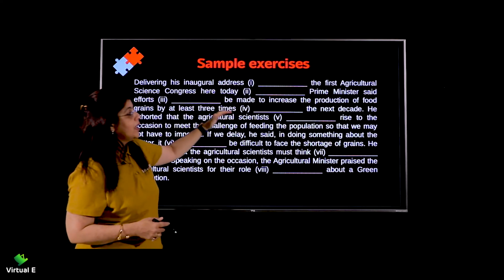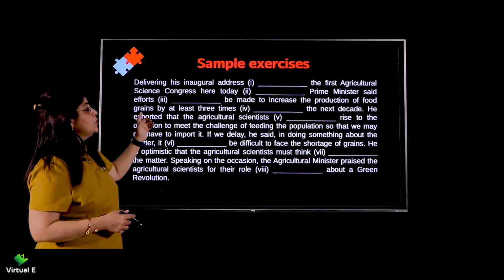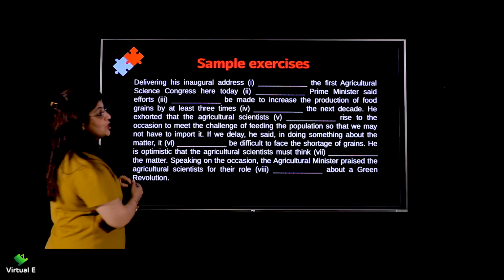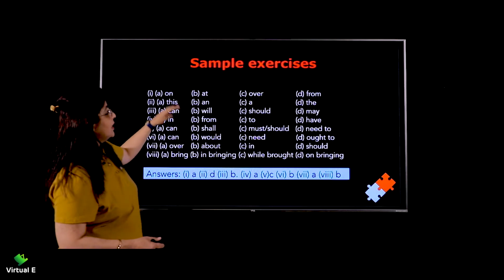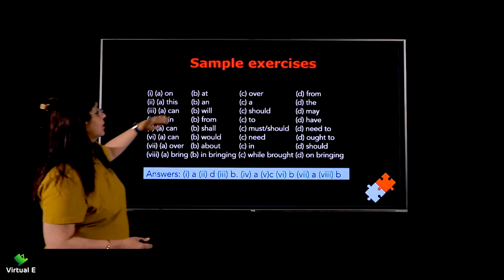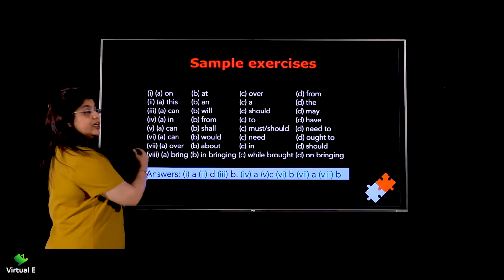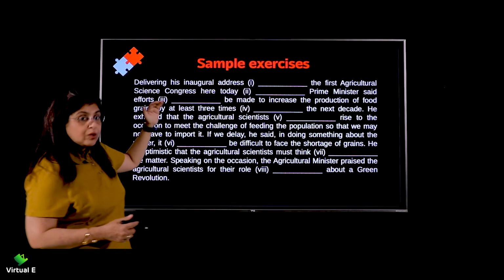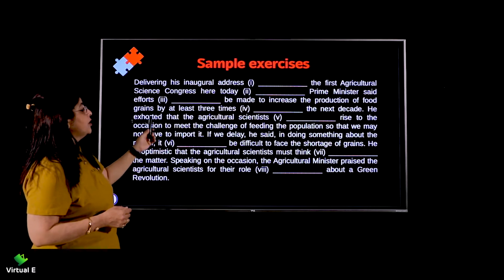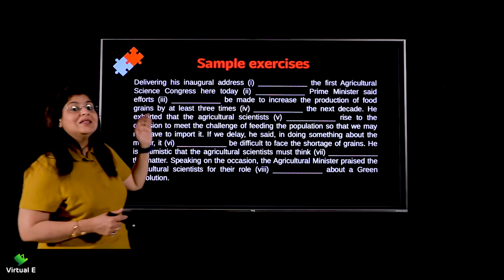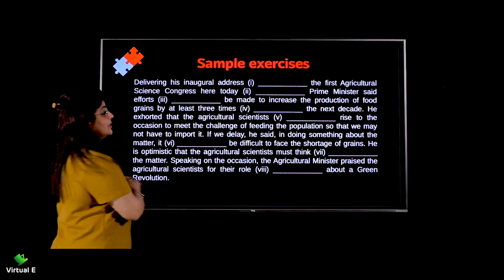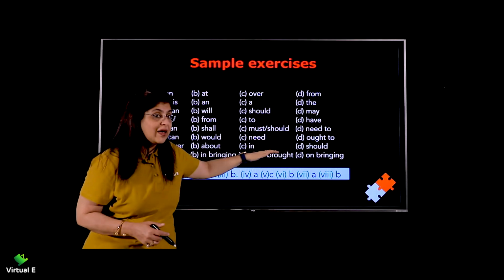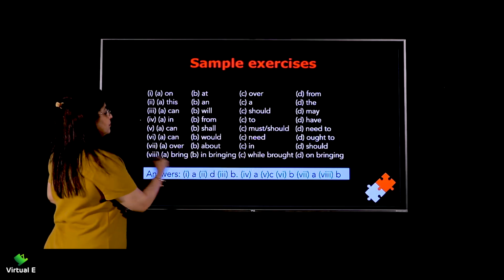Efforts dash be made to increase the production of food grains by at least 3 times. So he said efforts dash be made. Can be made, will be made, should be made, or may be made? It will definitely be will be made. He's telling them, he's informing them. So it will be made to increase the production of food grains by at least 3 times dash the next decade. Options: from, to, or have. Obviously, in the next decade.